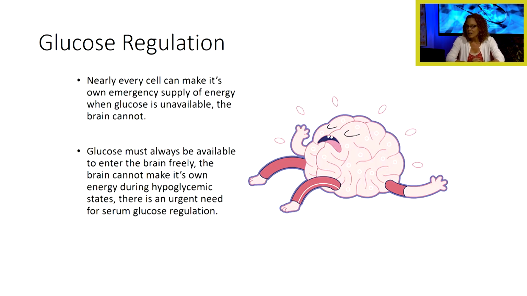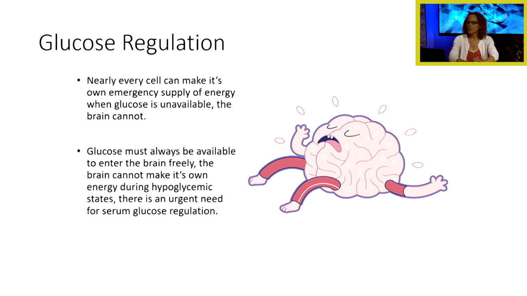Nearly every cell can make its own emergency supply of energy when glucose is unavailable, but the brain cannot. Glucose must always be available to enter the brain freely. The brain cannot make its own energy during hypoglycemic states. Therefore, there is an urgent need for serum glucose regulation.